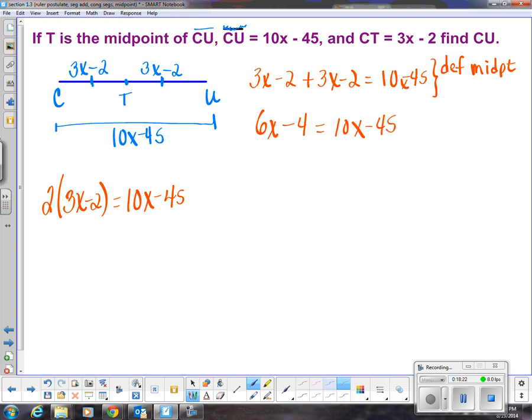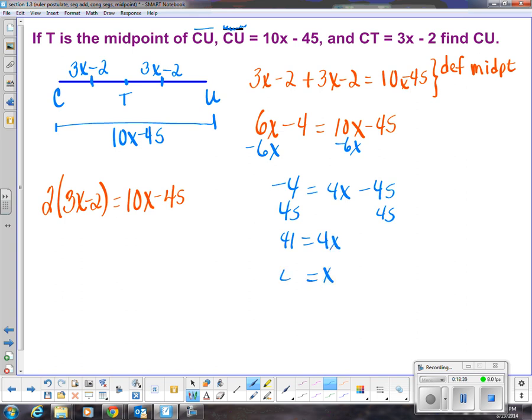So from here, I'm going to choose to subtract 6x, which gives me negative 4 is equal to 4x minus 45. Now I'm going to add 45, so I'm going to end up with 41 is equal to 4x, or x is 41 over 4. But notice, it's not what I asked. I asked for CU. Well, CU's the whole thing. So CU is going to be 10 times 41 over 4 minus 45.